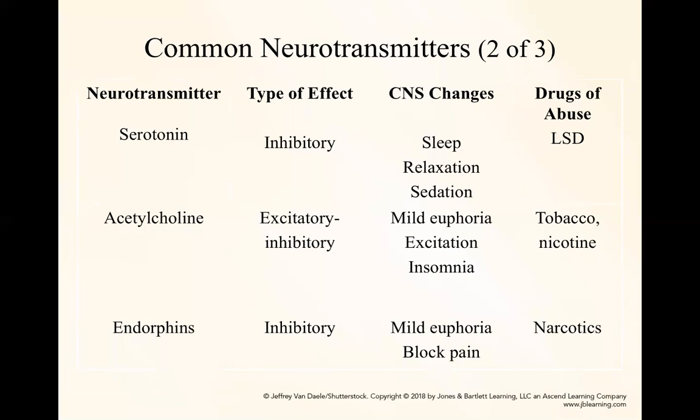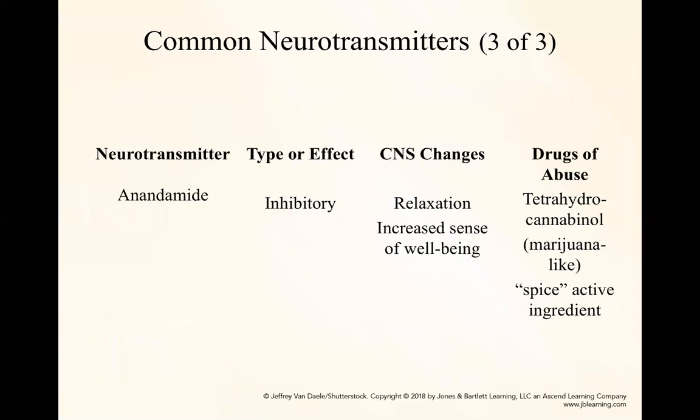Narcotics block the uptake and push endorphins. So these are the different types of neurotransmitters that are impacted by drug abuse. And then we have different ones like marijuana and spice. So what I want you to do is go to your book and read the section.